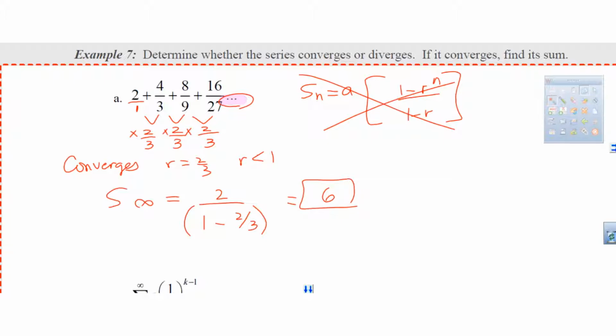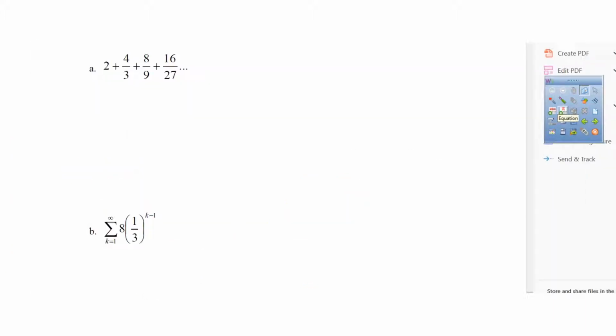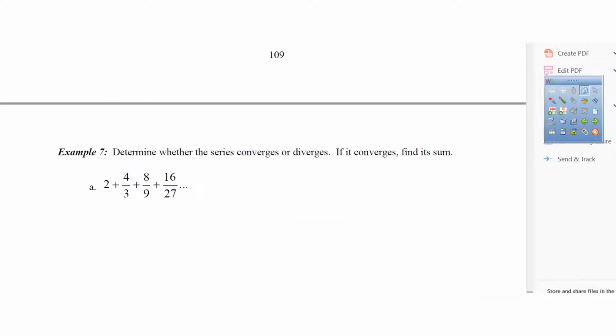So first you have to make sure you can find it. Then once you realize you can find it, then you have to put it in the calculator. Okay? You okay, Caden? Okay, look at the next one.